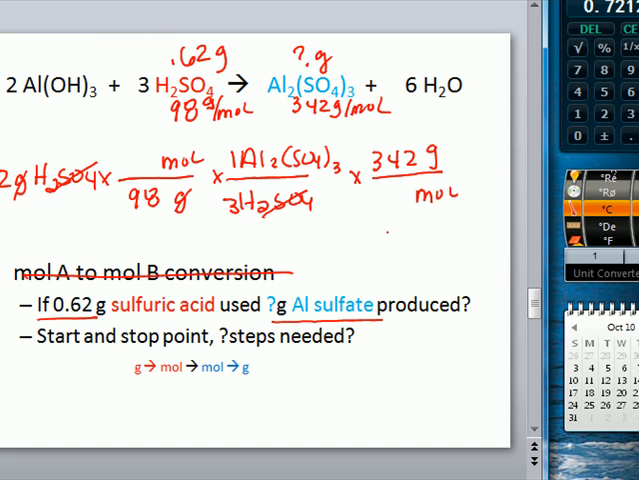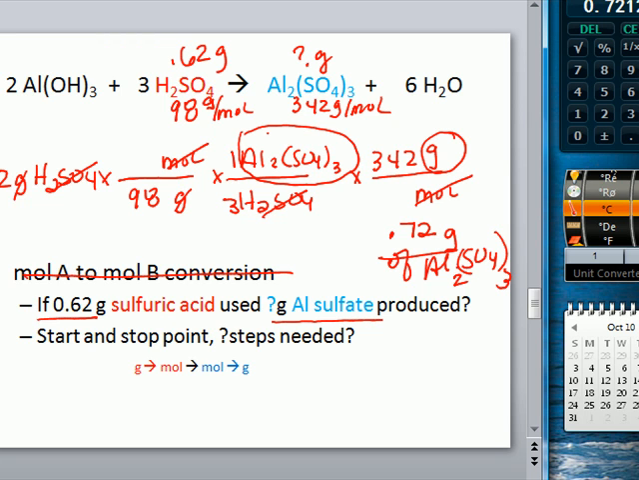And I get 0.72. This is grams of aluminum sulfate. And again, these moles cancel out. The units that you have left are grams and aluminum sulfate.